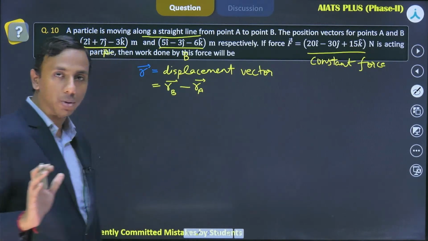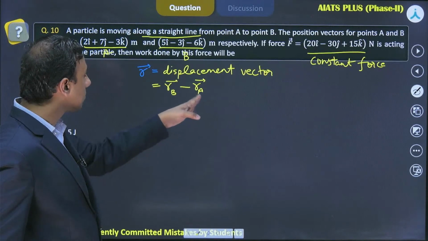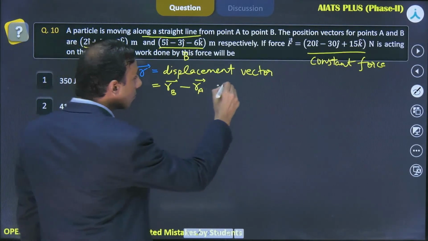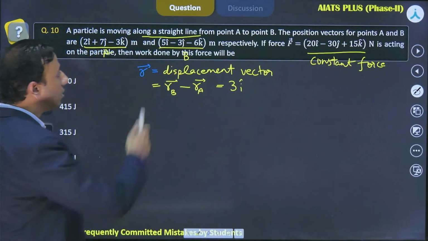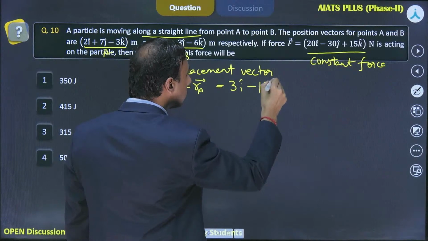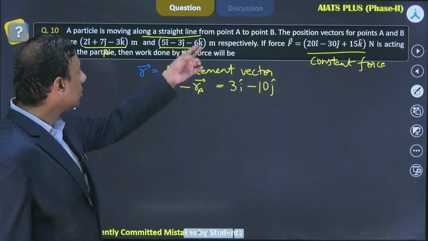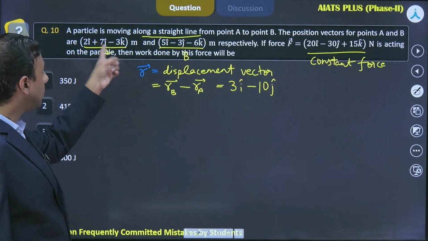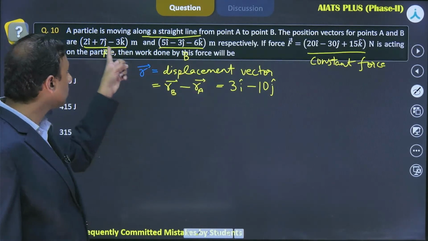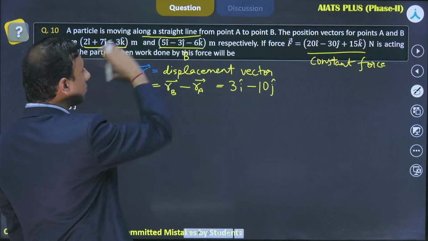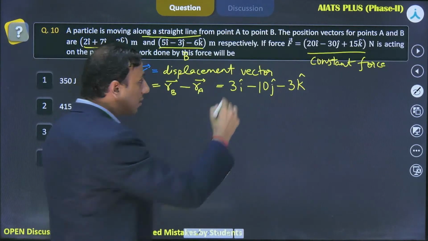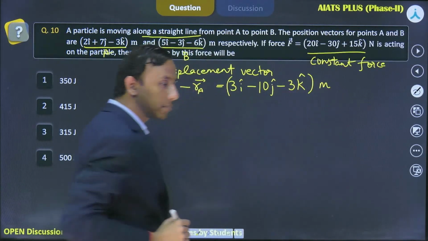All right, this we have to use. So just subtract them, B minus A. See here, 5i minus 2i will become 3i cap. Then minus 3j minus 7j, so that becomes minus 10j cap. And then B minus A for k: minus 6 plus 3. Why did I not do minus 3? Because it is B minus A, so this minus minus will become plus. So minus 6 plus 3 becomes minus 3k cap. And write the unit for this displacement vector, which is meter.